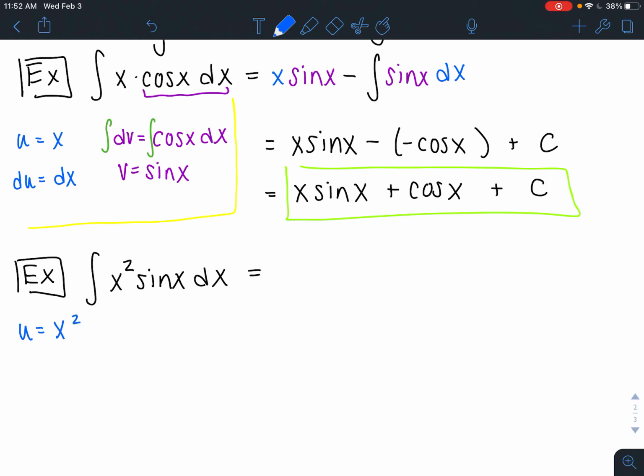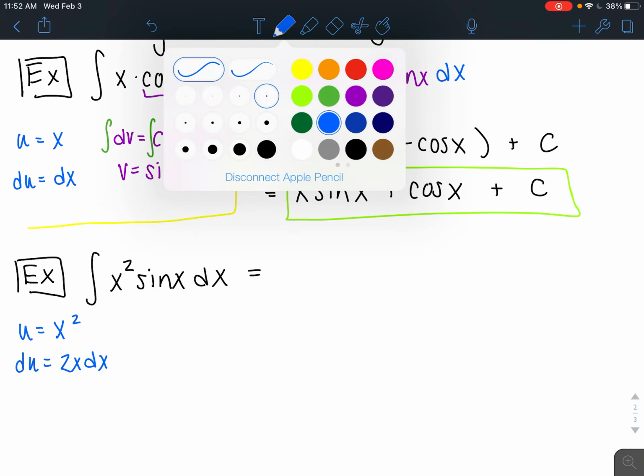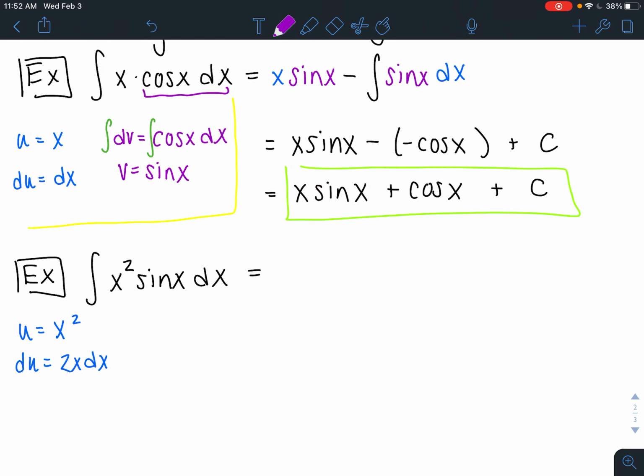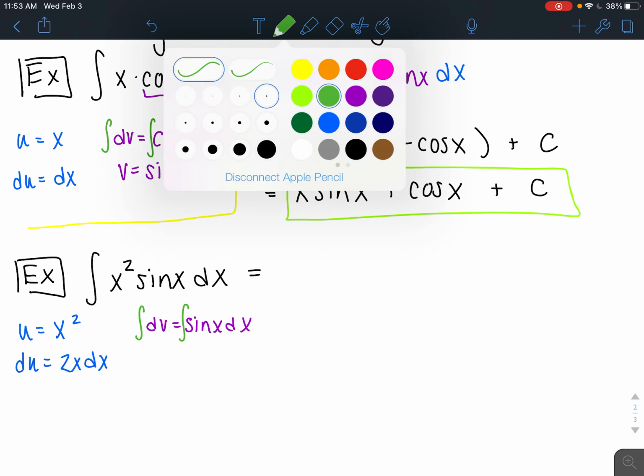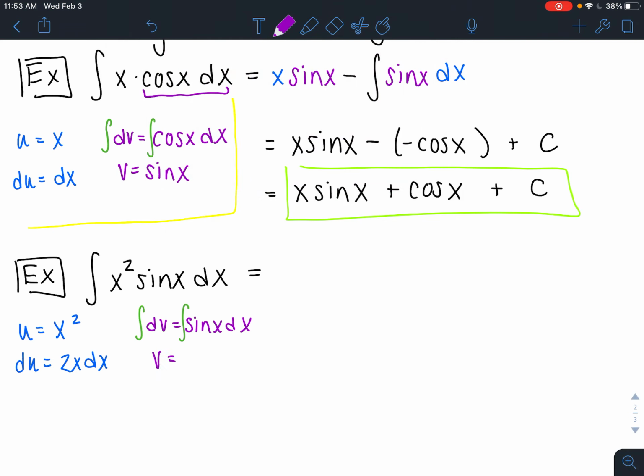So I'm going to pick my u here to be x squared, which means my du is going to be 2x dx. Now the great thing about this is you don't need to solve for anything here. It's not like a basic u sub where you have to solve for dx. And then my dv is just going to be everything else that's left in the problem, so sine of x dx. Integrate both sides, so my v function is going to equal negative cosine of x.